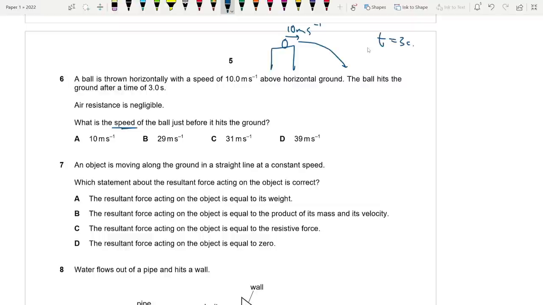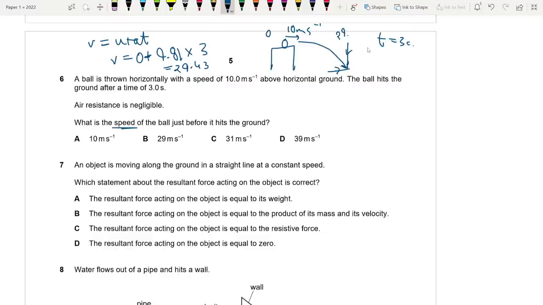So let's find out the vertical speed, right? Initially the vertical component of velocity is 0. If you want to find the final vertical speed, we're going to use v equals u plus at. So final vertical speed equals 0 plus 9.81 times 3. So 9.81 times 3 is 29.43. So the ball is hitting the ground with a vertical component and a horizontal component.